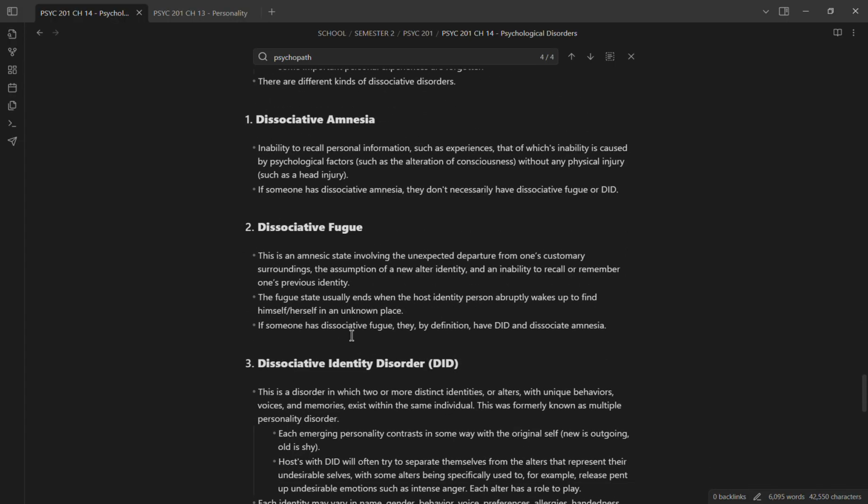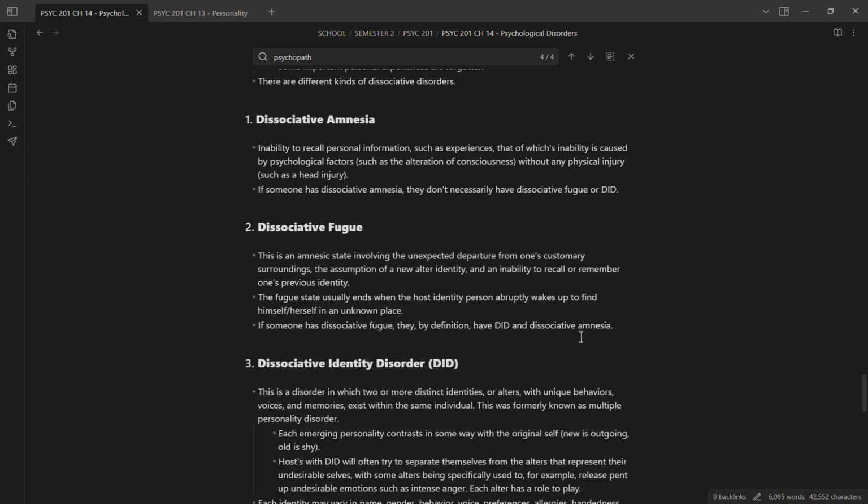Dissociative amnesia. This is the inability to recall personal information, such as experiences, which is caused by psychological factors without any physical injury. So, for example, it's caused by an alteration of consciousness. It's not caused by being banged on the head. If someone has dissociative amnesia, they don't necessarily have dissociative fugue or DID. And we'll talk about this, if you have fugue, you do have DID and dissociative amnesia.